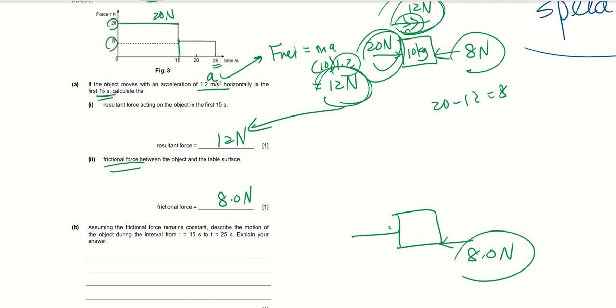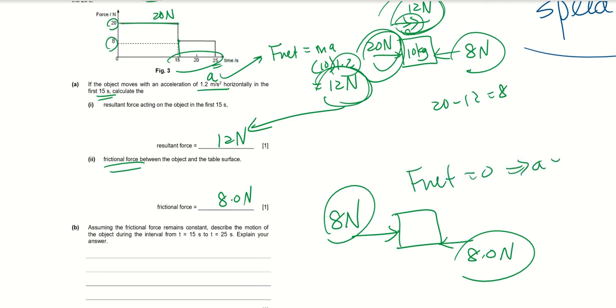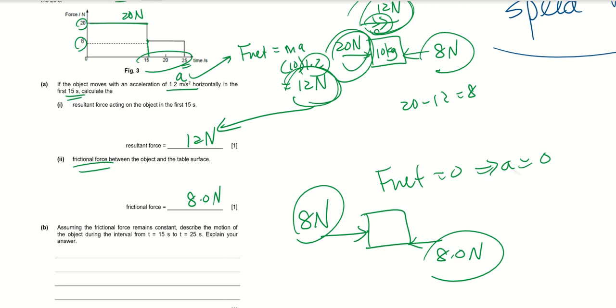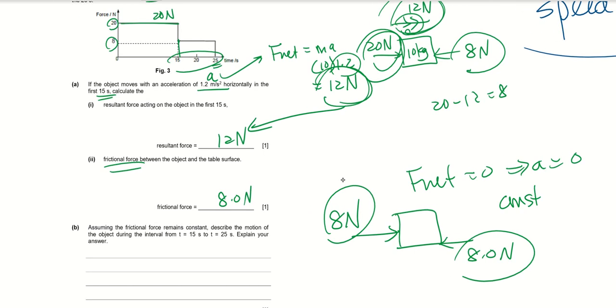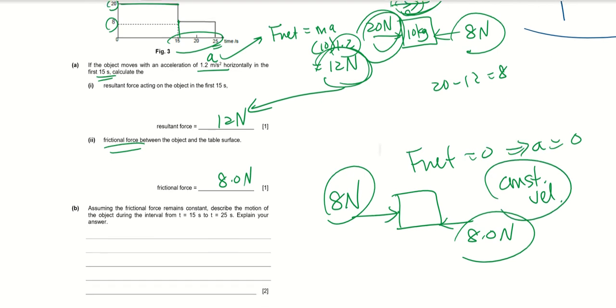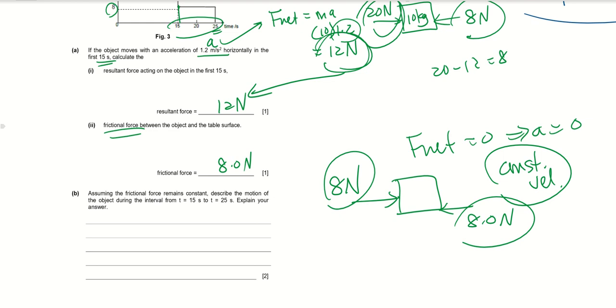So you see, from 15 to 25 seconds, the pushing force is now changed to 8 Newtons. So if I represent it in my free body diagram, I'm selling you this idea again. 8 Newtons and 8 Newton, they cancel each other. So F net equals to 0. If F net equals to 0, acceleration equals to 0, right? That means it will move with constant velocity. Why doesn't it stop? Because it was already moving. So this is how we explain the answer. Okay?